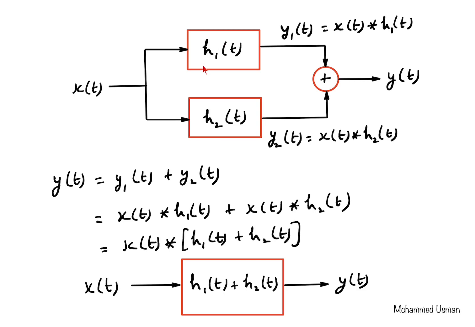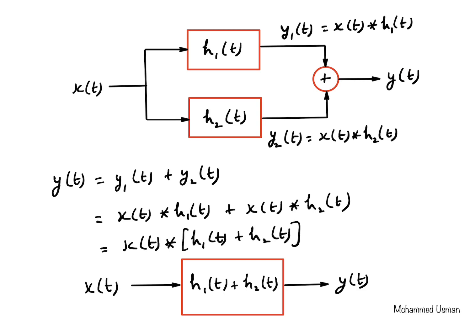So now the system at the top has two parallel systems, each having an impulse response h1 of t and h2 of t respectively, and that produces a certain output y of t when the input is a certain x of t. Now if we replace this combination of parallel systems with a single system whose impulse response is the sum of these two impulse responses, okay? So if we call this overall thing a single h of t, then the same input x of t would produce the same output y of t as the system on top, okay?